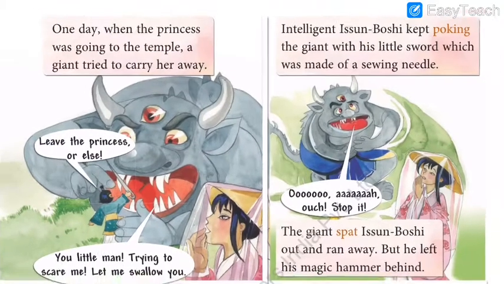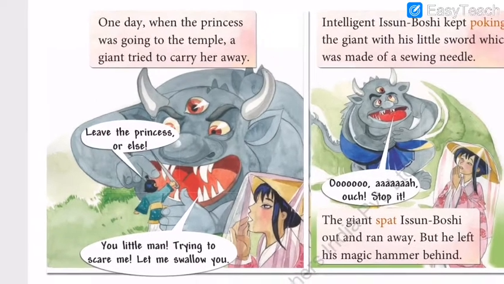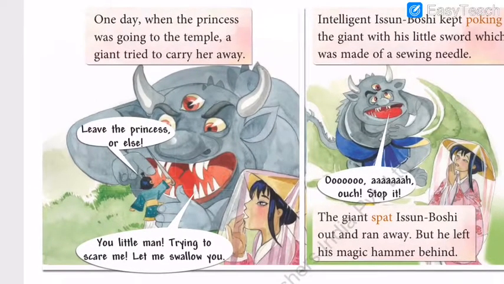Now, my dear students, there is again a twist in the story. There is a climax in the story. Let's see what the climax is. One day when the princess was going to the temple, a giant tried to carry her away. Carry whom away? Princess Sanjo. Princess Sanjo was going to the temple to pray to God.